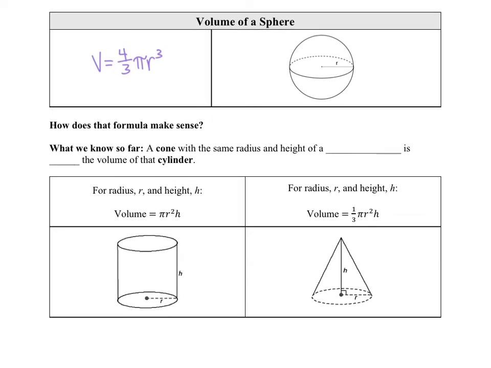Let's talk about what we know so far with cylinders and cones. A cone with the same radius length and height as a cylinder is 1/3 the volume of the cylinder. And you learned that in the last section. So here we have a radius r and a height h. This is a cylinder. The base is a circle, we've got the radius length, and we've got height h. So the formula is pi r squared h. For a cone with the same radius, we're labeling both r, and both heights are labeled h, so they have the same radius and the same height, but it's a cone. The volume is this exact formula, except 1/3 of that. So the cone is 1/3 the volume of the cylinder with the same radius and height. So now we're going to throw in the sphere.